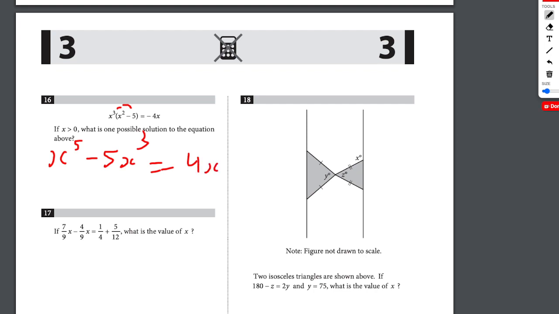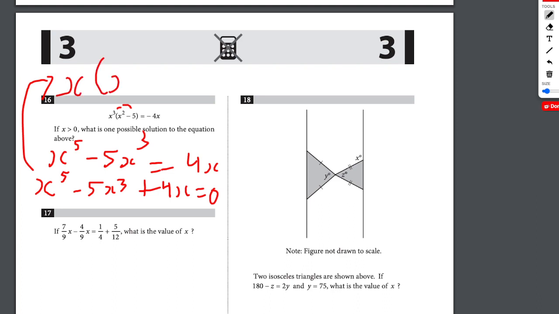Okay? And I'll just bring it to the other side. We have x to the power 5 minus 5x cubed plus 4x equals 0. Now let's factor it. What's the biggest common factor I can take out? x, right? What do I have now? I have x to the power of 4 minus 5x squared plus 4, and that equals 0.